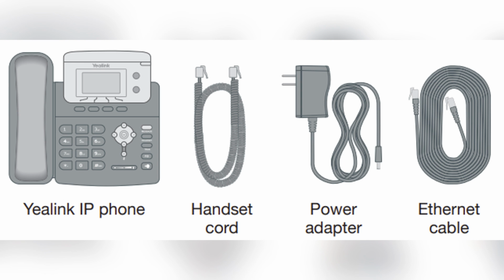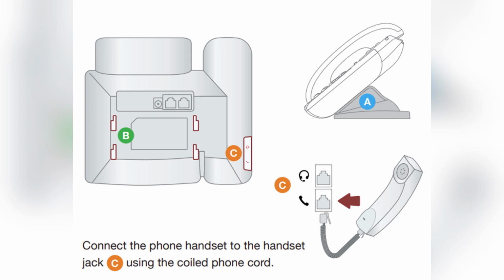Align the stand A with the back slot B of the phone and slide it up until it clicks. Plug one end of the coiled cord into the headset and the other into the headset jack C on the phone. Plug one end of the Ethernet cable into the Internet port on the back of the phone and connect the other end to an optional or open Ethernet port on your router or network switch.